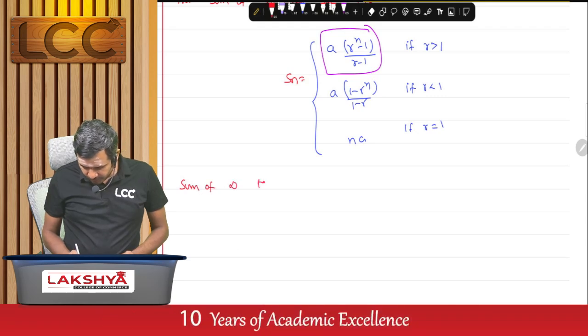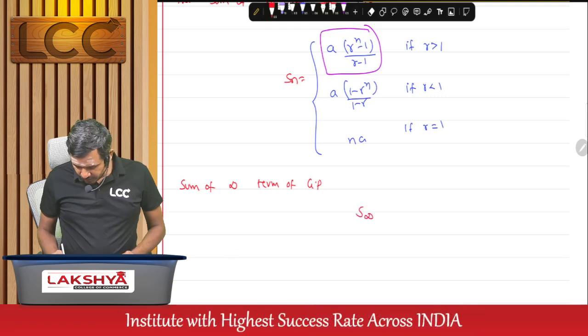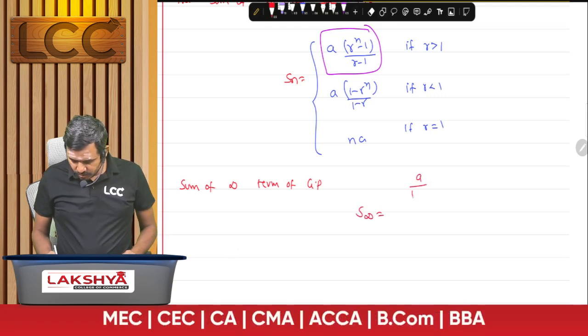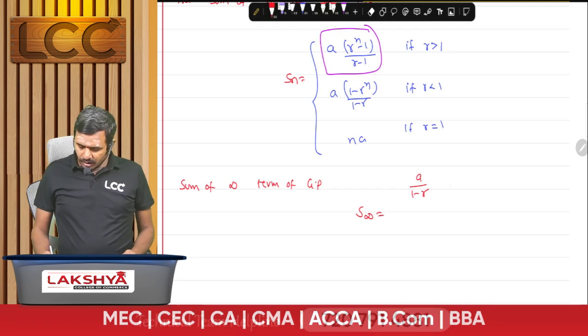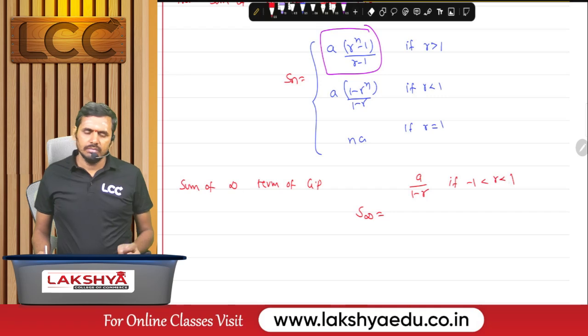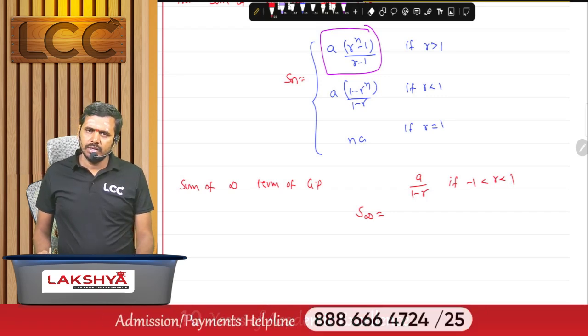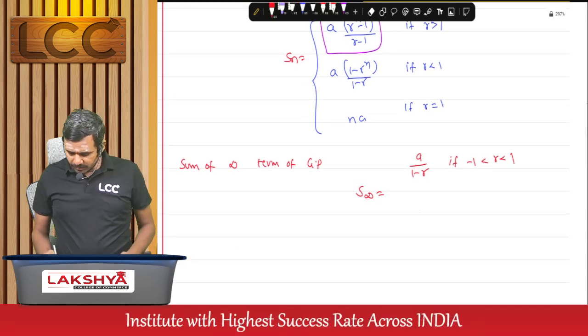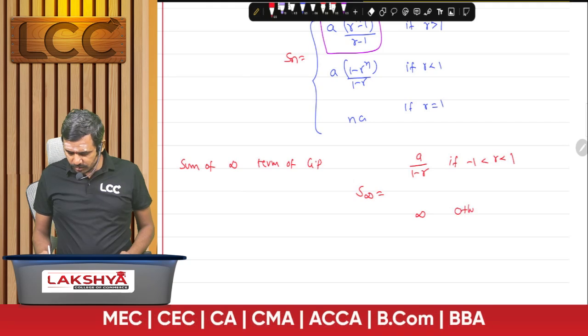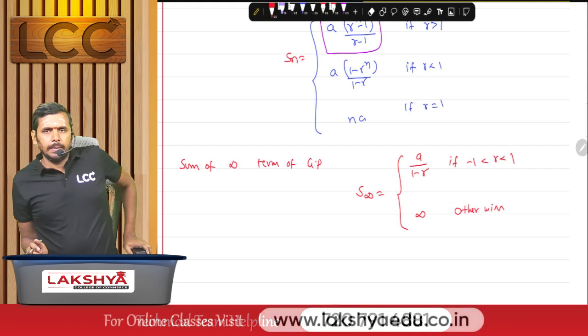Sum of infinite terms of GP. The sum of infinite terms of a GP, S infinity, is equal to a by 1 minus r. If r lies between minus 1 and plus 1, then only the sum of infinite terms of GP exists. Otherwise, the sum of infinite terms of GP does not exist. Does not exist means infinity.